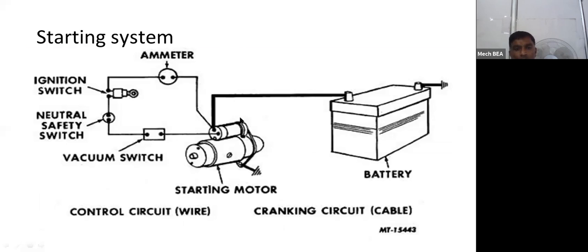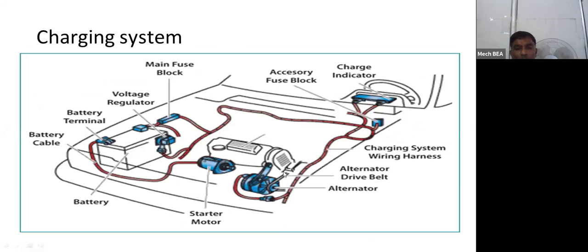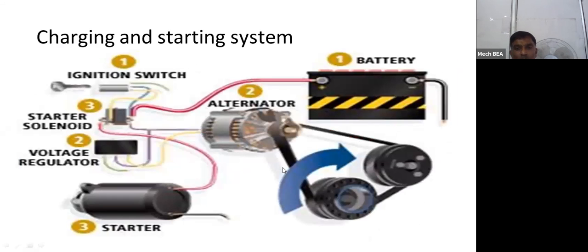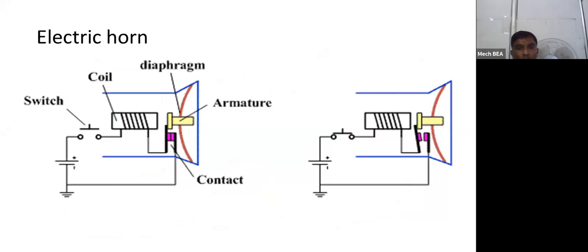Okay, this is another schematic. This is for the charging system. This is the charging and starting system. For the starting system, how many elements are there? Battery, starter motor, and the switch. For the charging system: battery, alternator, and the voltage regulator. So this is the electric horn. Already we have seen.